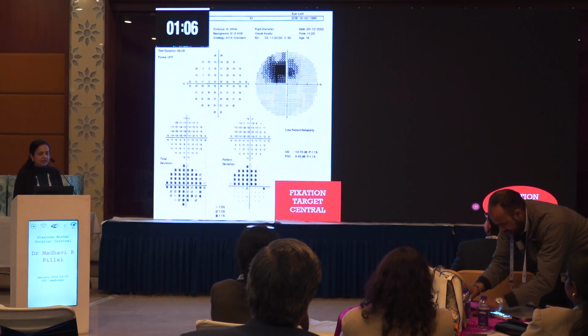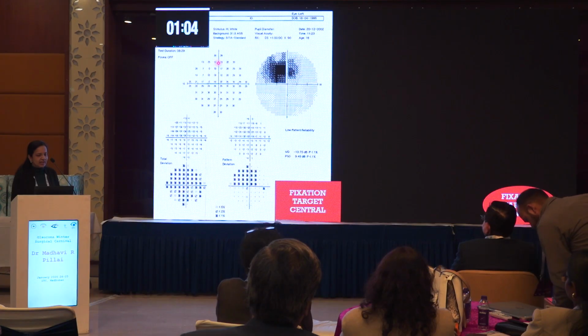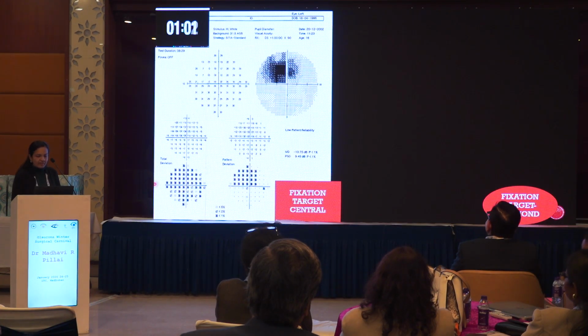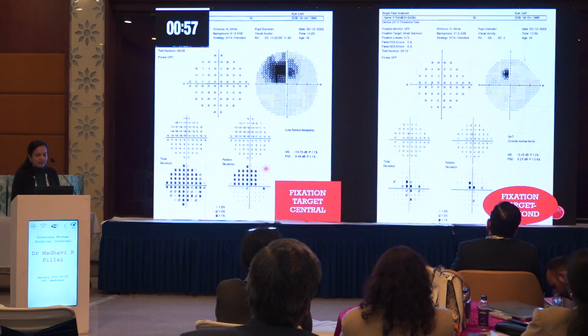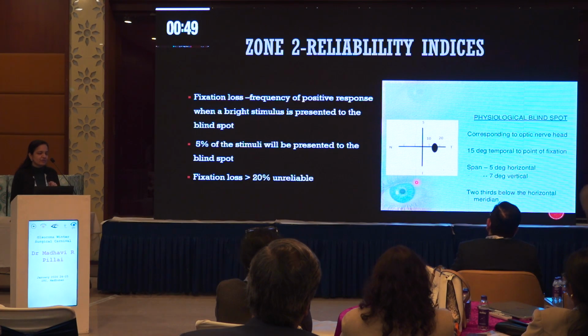So, in this particular printout, we have used a fixation target of central. So, you are having a diffuse defect as well as a defect in the pattern deviation plot as well. When you change the fixation target from central to diamond, look at the difference. So, small things make a whole lot of difference when it comes to visual field.